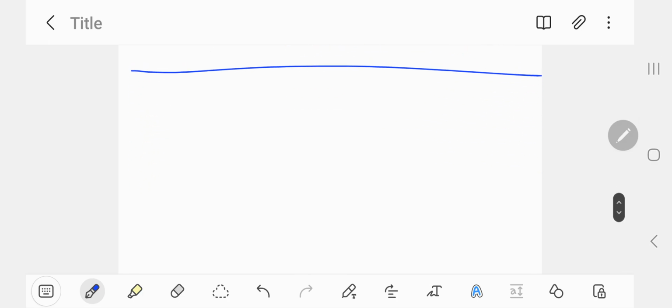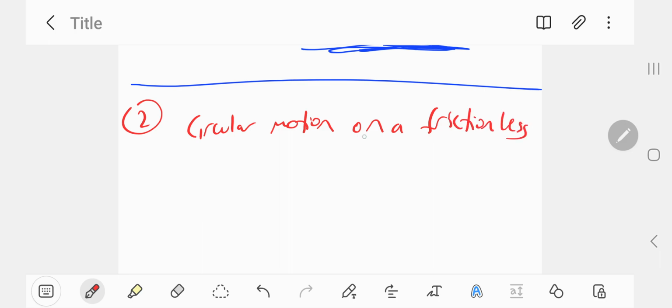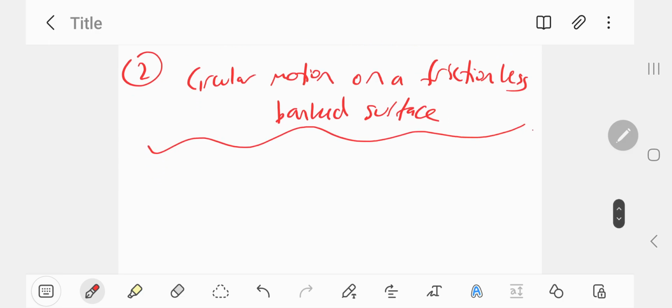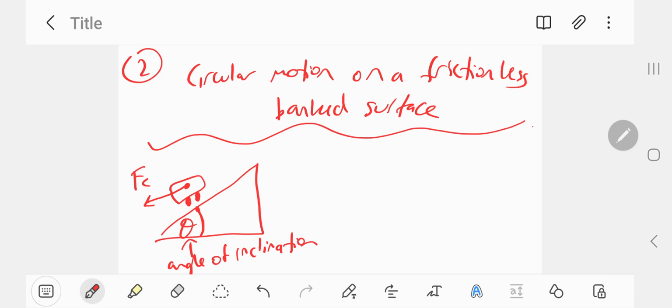So that's the first application of circular motion. Let's now look at another application: circular motion on a frictionless banked surface. In other words, on a slope, an incline. Suppose you have a car once again on a banked road, a slope, with some angle of inclination theta, and it's experiencing a centripetal force once again towards the center of motion, at some radius r.